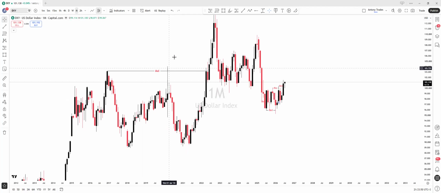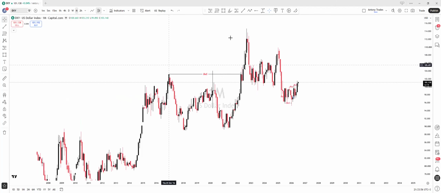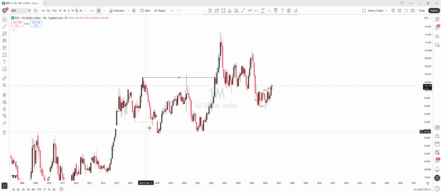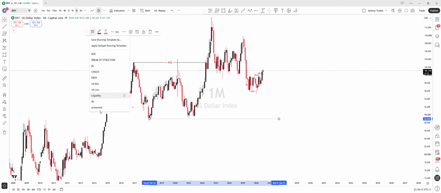So looking at the DXY from the monthly time frame, we can see very clearly that this was our last bullish breakout structure to the upside. If you know how we normally do our analysis, we can see that this is a very strong low, because you can see it sweeping this low, or this internal liquidity being swept before the market came up to break the structure to the upside. So that one makes this low our protected low.